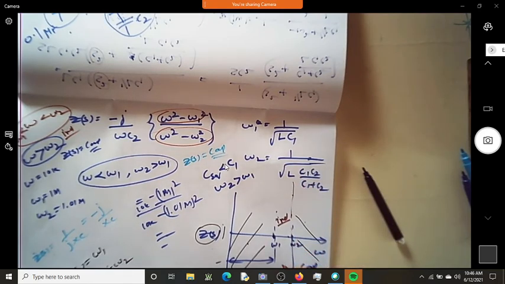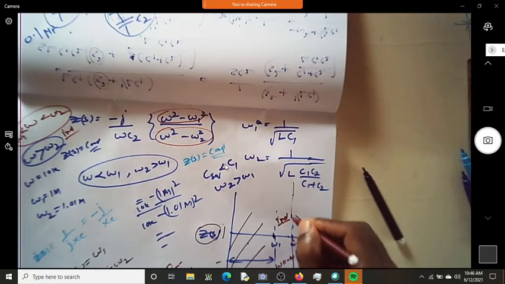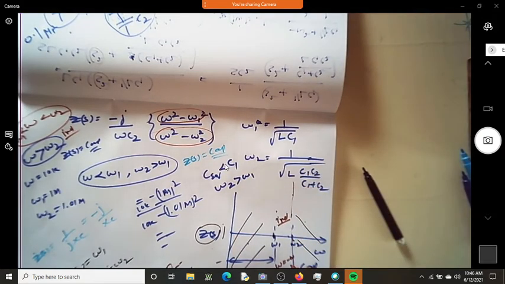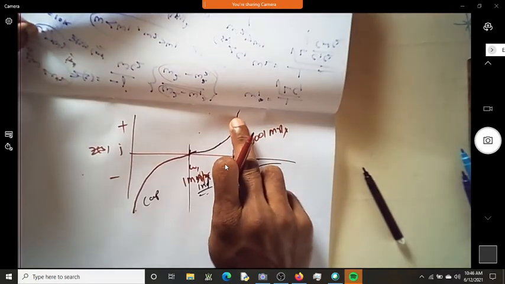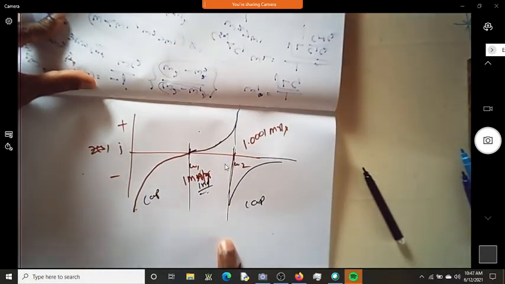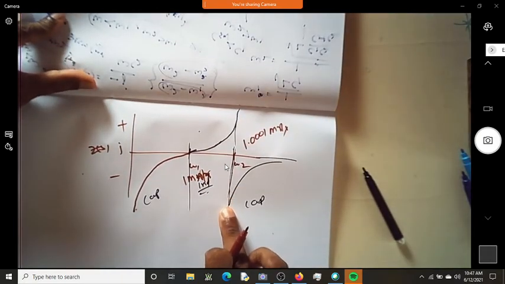Can I say omega is equal to minus, okay, when we say 0 minus and 0 plus, no? Just exactly before that, it is plus infinity, just exactly after that, it is minus infinity. So when it is minus infinity, it means it is very high capacitance here. That's why it is very high inductance just before, and very high capacitance just after.